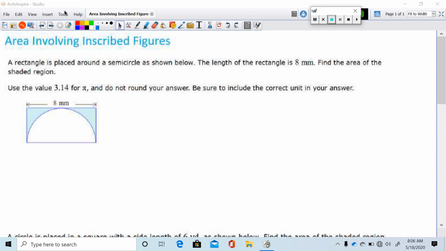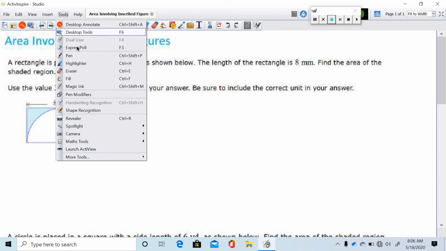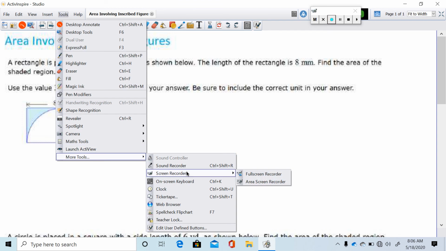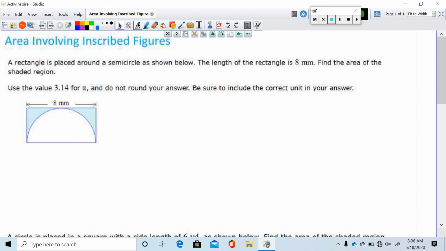Okay, when you have inscribed figures, you are going to be subtracting areas. Sorry, I don't know what I was doing there.